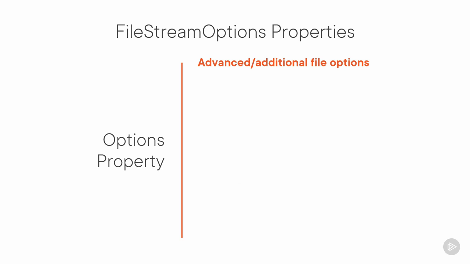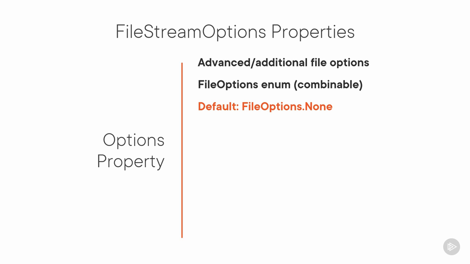Next up, we have the options property. This allows you to specify advanced and additional file options if you need them. The options property is an enum, the FileOptions enum, and once again you can combine multiple values from this enum, and it defaults to FileOptions.None, which essentially states that there are no additional file options set.